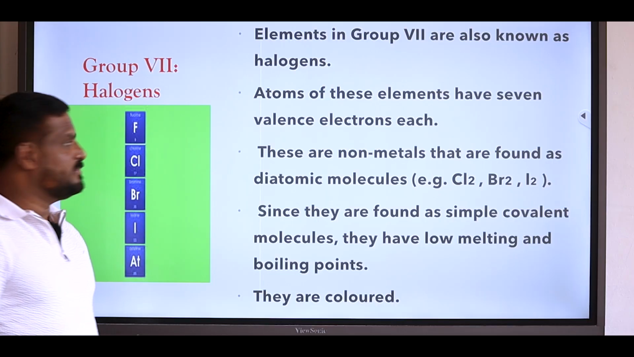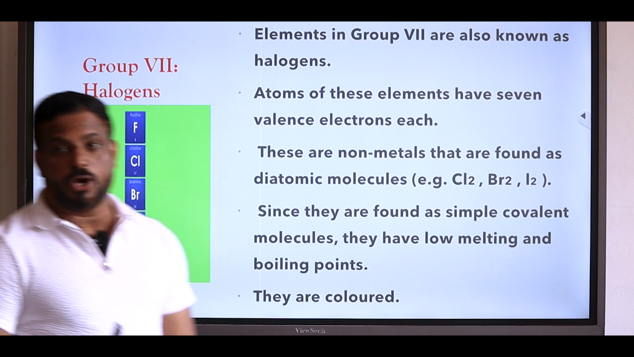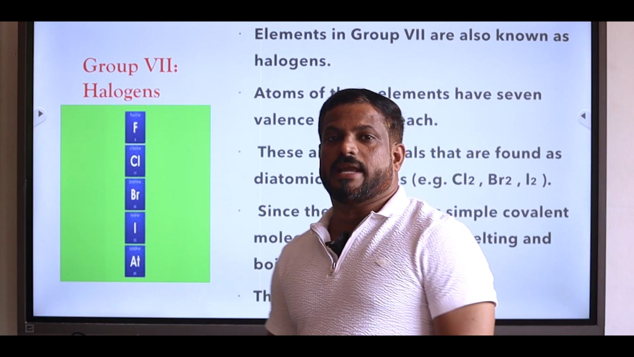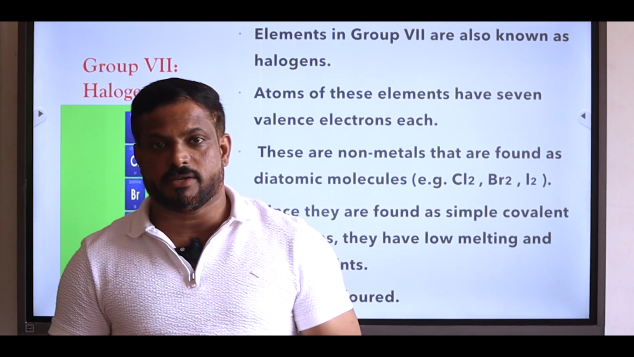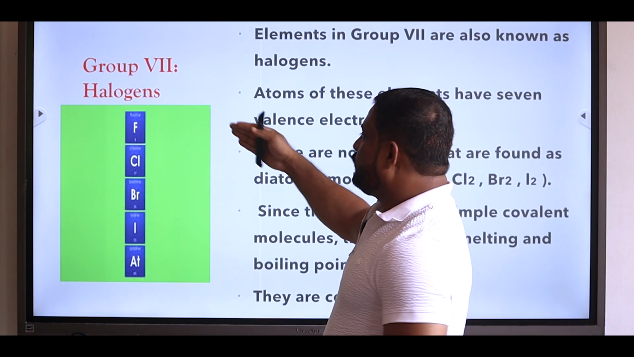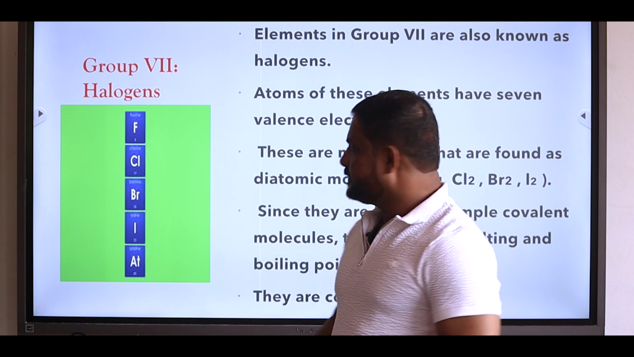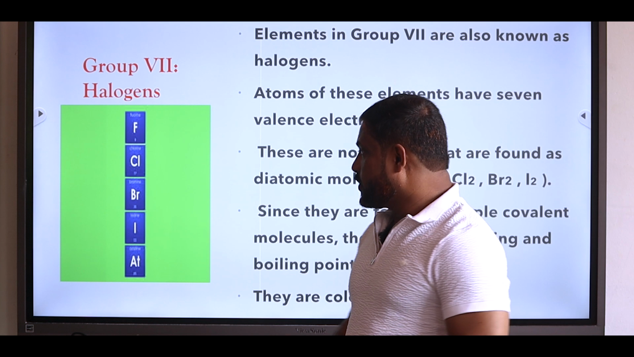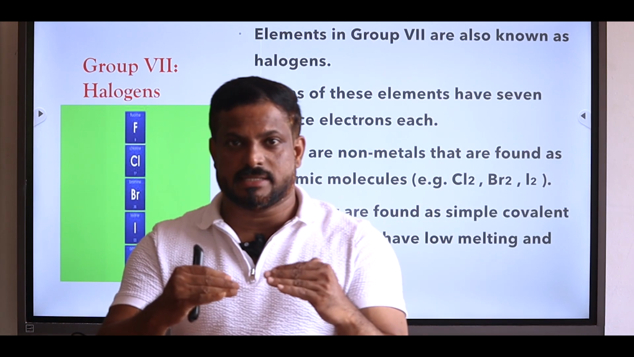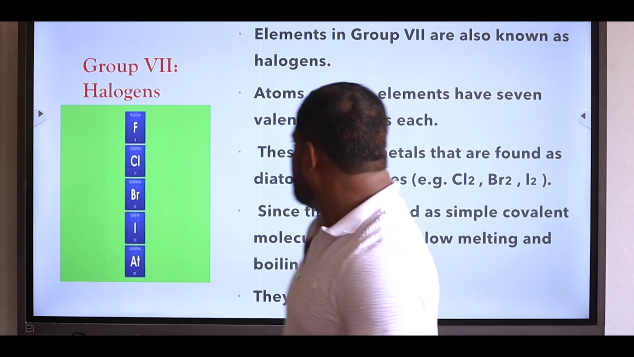Now, we directly jump to group 7. Group 7 is halogens. That belongs to non-metals. Fluorine, chlorine, bromine, iodine and astatine. These are the members. Fluorine is a gas. Chlorine is also a gas. Bromine is a liquid. Iodine and astatine are solids. That means gas, liquid, solid. That is their physical state.